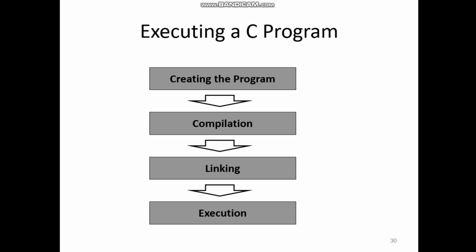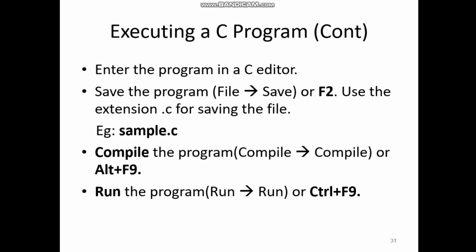After creating the program, you have to compile it. That process is known as compilation. After compilation, you have to link the code. Linking is done with the help of the linker. After linking is successful, then you can start executing your C program.